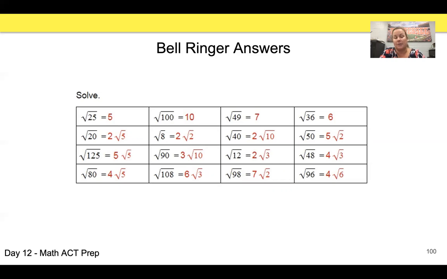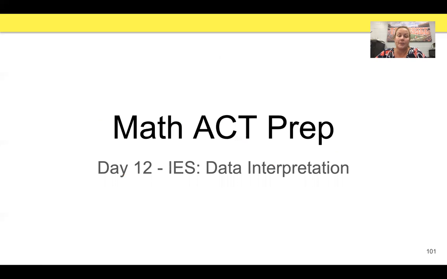48, 16 times 3. 80, you've got 16 times 5. 108, 36 times 3. 98, 49 times 2. And 96, you have 16 times 6. So we're looking for 2 factors where 1 is a perfect square because we can actually calculate what that perfect square is, and the other one we leave under the radical.